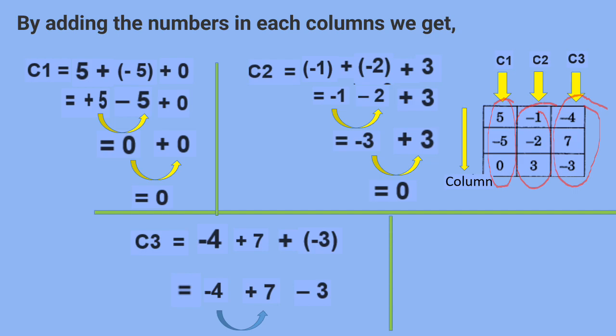Here I got 3, 7 minus 4 is 3, and the larger number's symbol is plus. So plus 3, and the remaining minus 3 from the previous step. 3 minus 3 is 0. Here also I got 0. For the sum of rows I got 0, and for the sum of all columns I got 0. Okay, let's see for the diagonal.